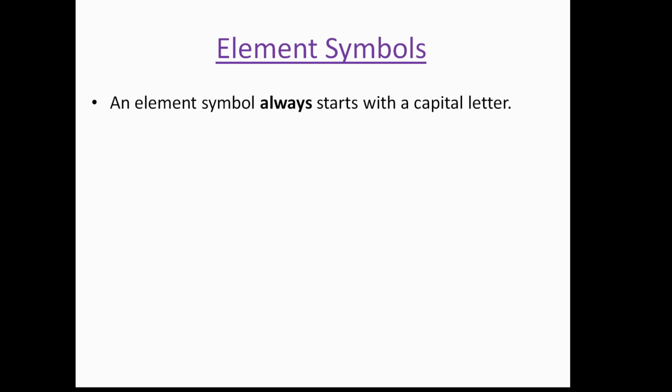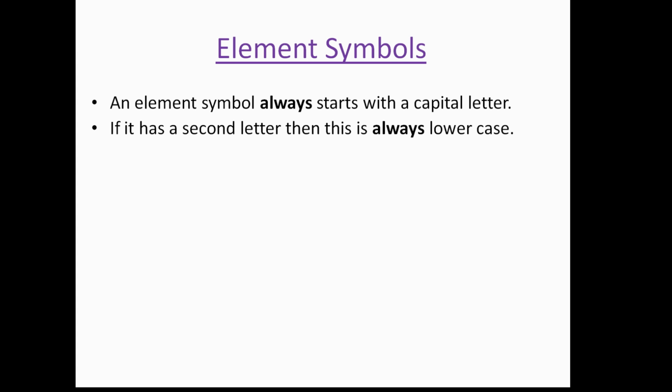Now, the symbols. Some things we need to know about chemical symbols, because they make such a big difference to all of chemistry. The symbol will always start with a capital letter. Always, without a shadow of a doubt. If it has a second letter, or a third letter in some of them, these are always lowercase. So you can always tell the start of an element in a compound because it always starts with a capital letter.